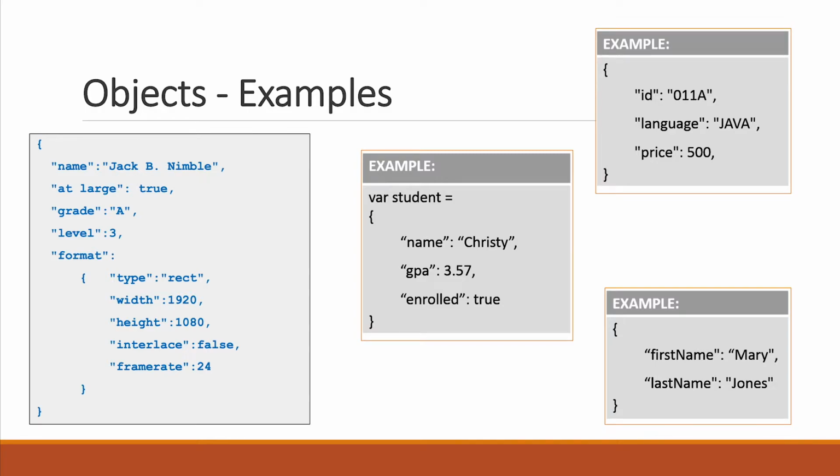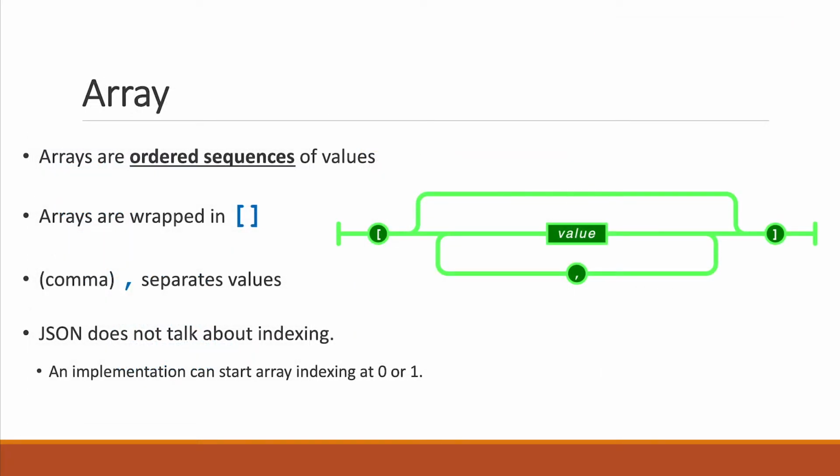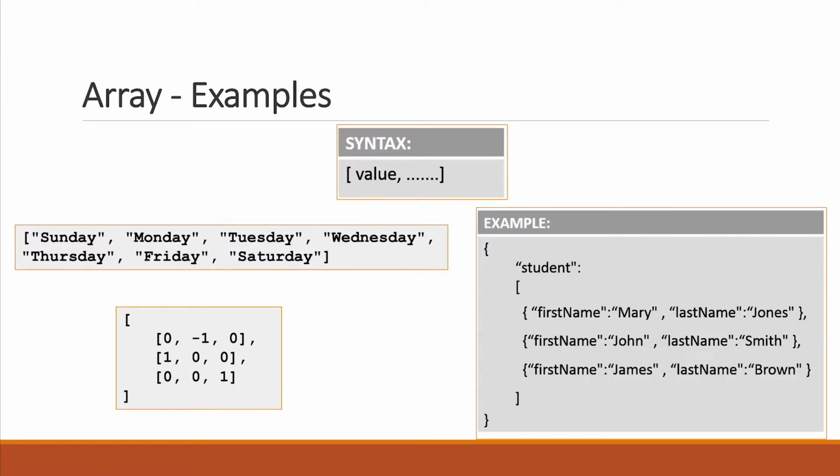And arrays are usually ordered sequences. If you want to store arrays in JSON, you can use square brackets, and you can use commas to separate values. So this is an example of arrays. So I can combine objects and arrays.